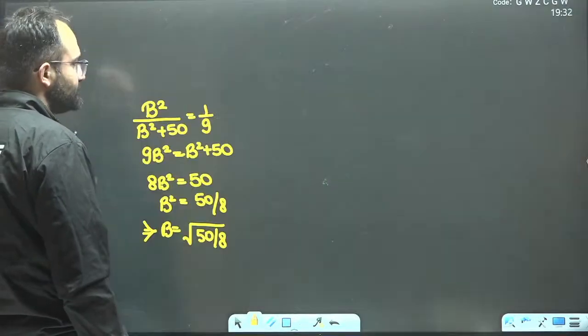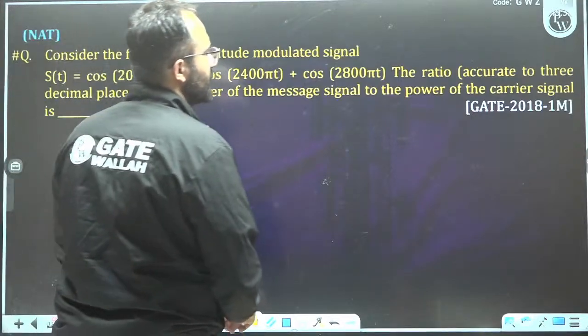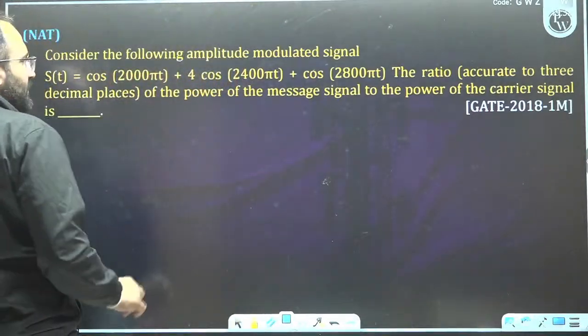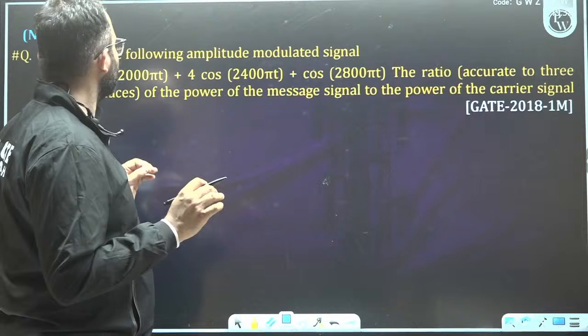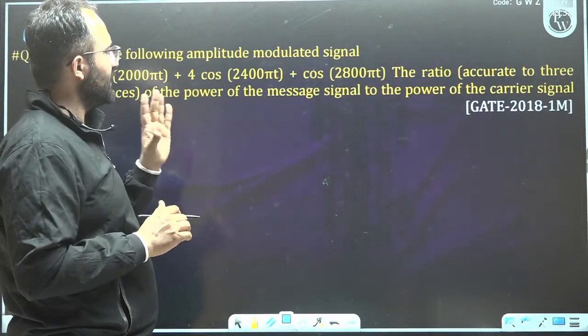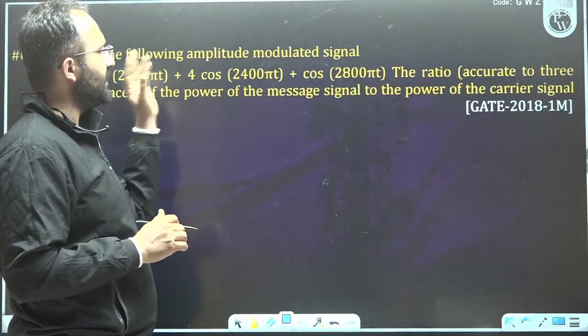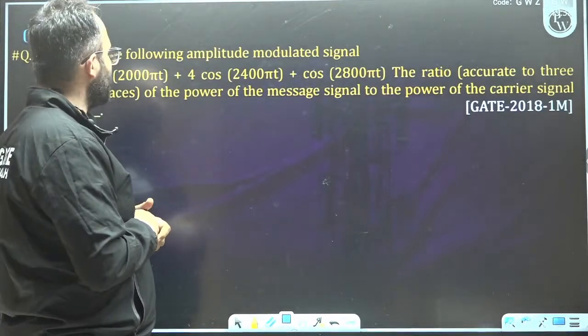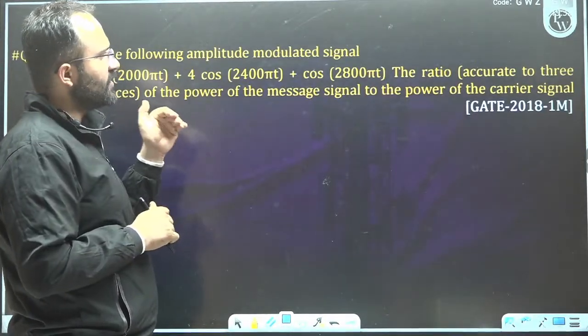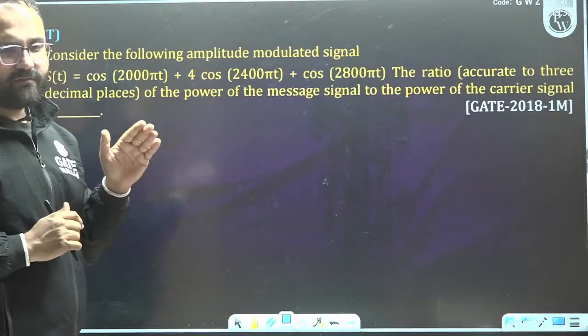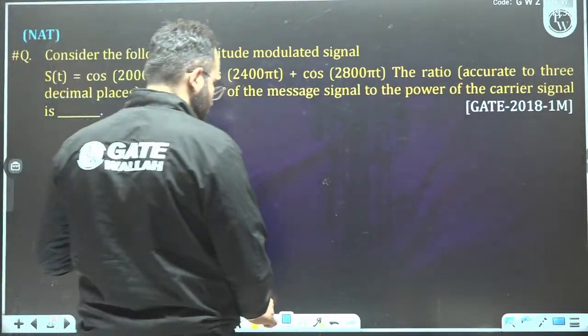Okay, a very simple and beautiful question. A similar question, dosto, you can find out. This is the input given, this is the AM signal given, this is the carrier, these are the sidebands. Okay, the ratio of the power of the message signal to the power of the carrier. Now here we have to find the message.